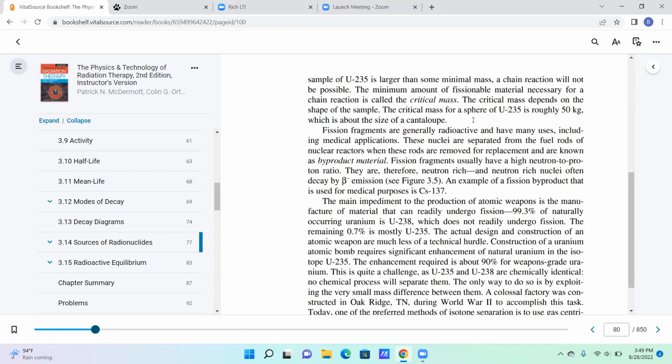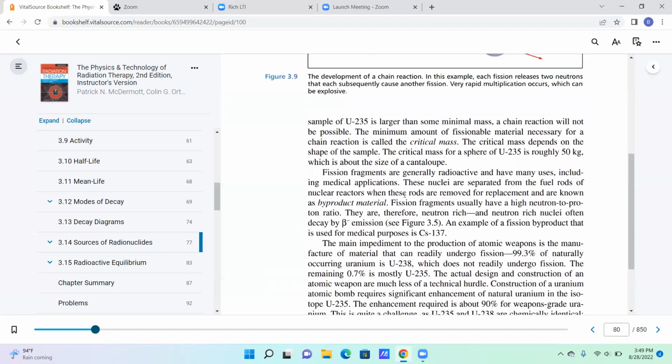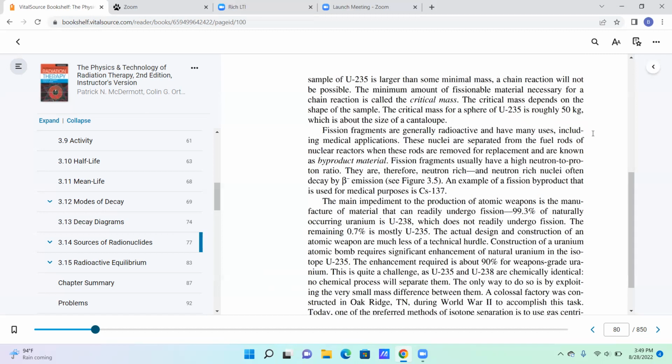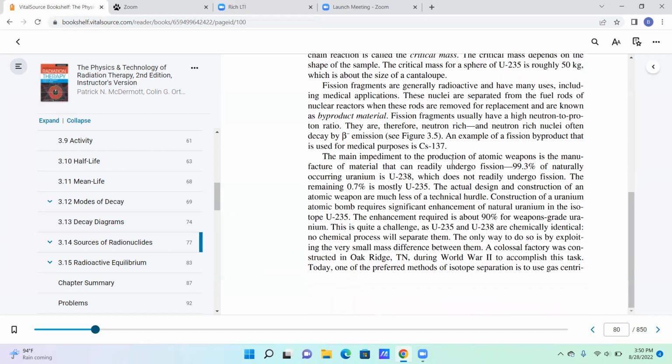So the critical mass for a sphere of U-235 is roughly 50 kilograms. Fission fragments are generally radioactive and have many medical applications. They're separated from the fuel rods of the nuclear reactors, where the rods are removed for replacement and are known as byproduct material. Fission fragments usually have a high neutron to proton ratio and are considered neutron rich. And neutron rich nuclei often decay by beta minus emission.